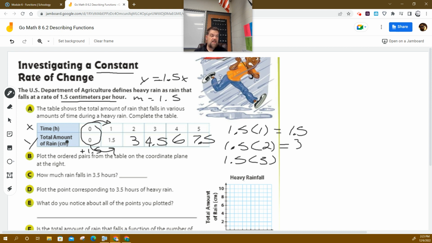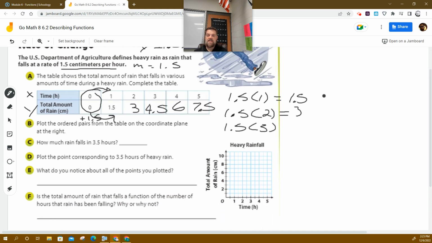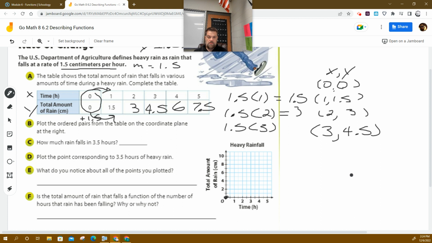Okay, so now we've got to continue. It says, plot the ordered pairs on the graph. So also remember that this is the point 1, 1.5. This is the point 2, 3. We're going to plot the point 0, 0, right? Because these are the x, y's. My tablet is being goofy today. And then when x equals 3, y equals 4.5. So all I'm doing is the points, this is the x, this is the y. So I'm going to do 0, 0, right?